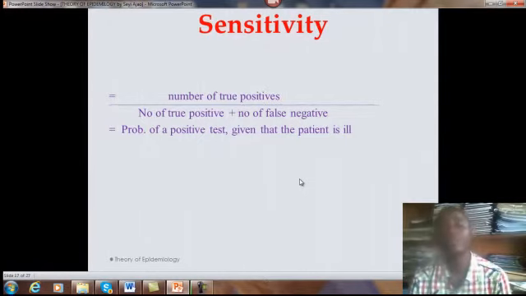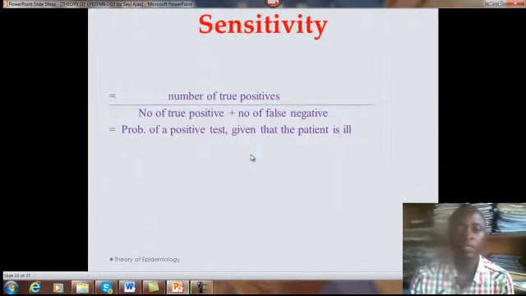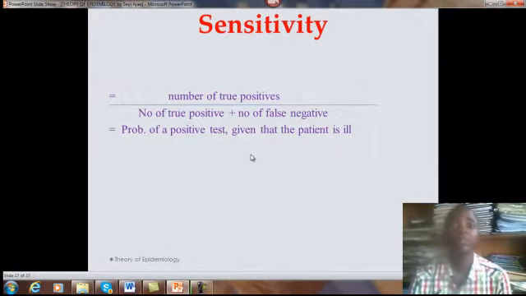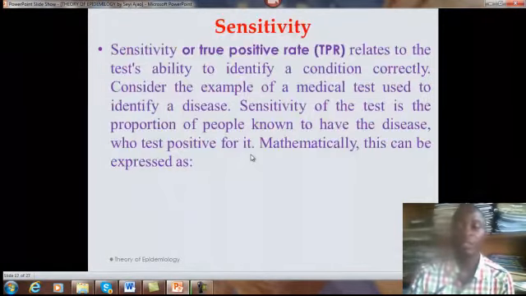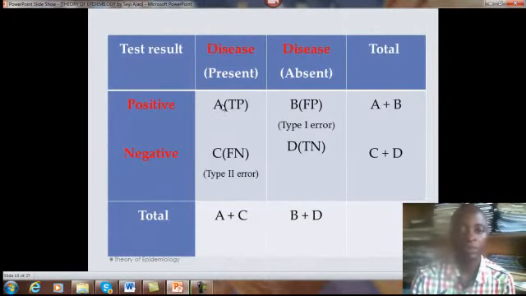This is the mathematical formula we use. Sensitivity can be represented as the number of true positives divided by the number of true positives plus the number of false negatives. You can go back to the table and see it. When you add true positive plus false negative, that will be the denominator, with true positive on top. So what you are going to have here will be sensitivity.